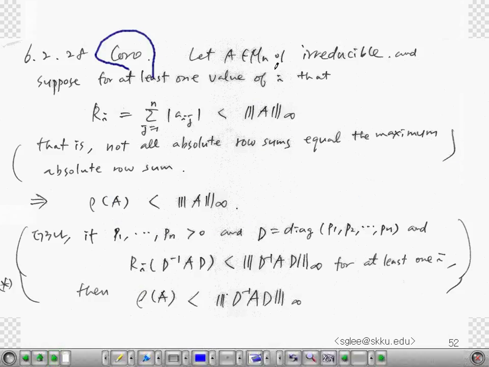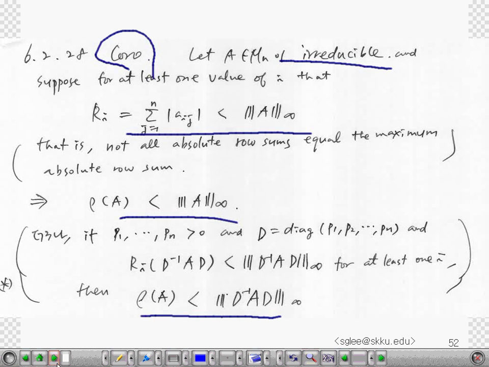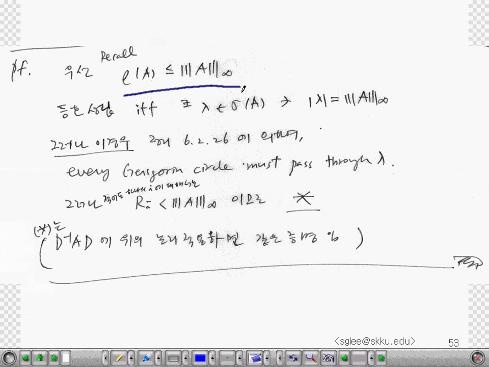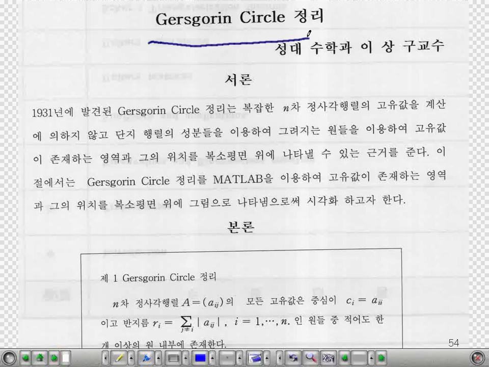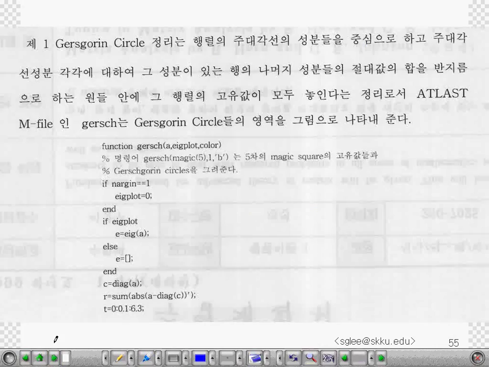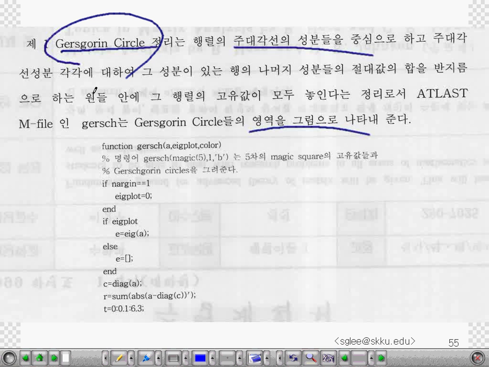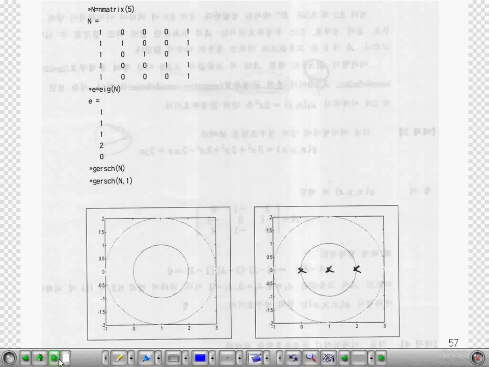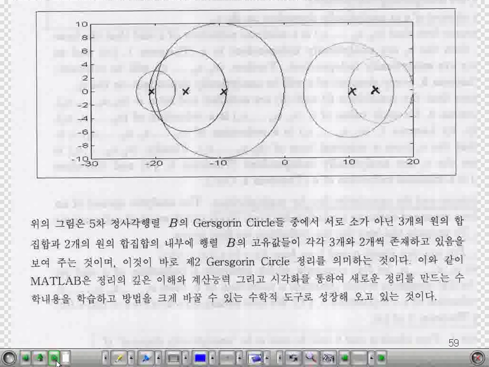Okay, here are some more corollaries. Yeah, these are easy consequences. Okay. Yeah, the Gershgorin theorem. I've uploaded some of these on the web, so you can easily find it if you go back to the Gershgorin theorem by Google search. Then you will find something already on the web.